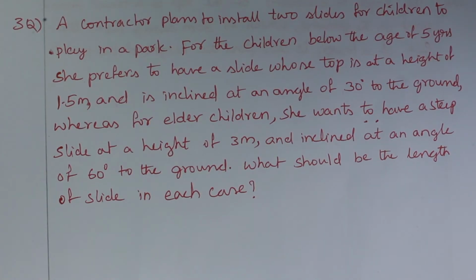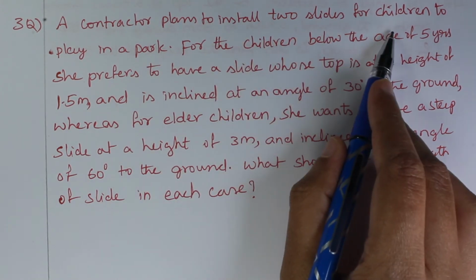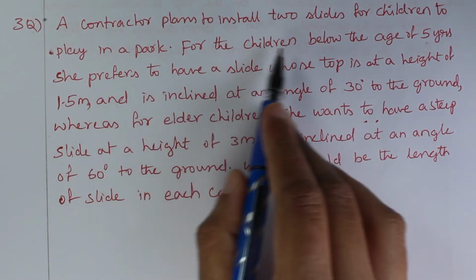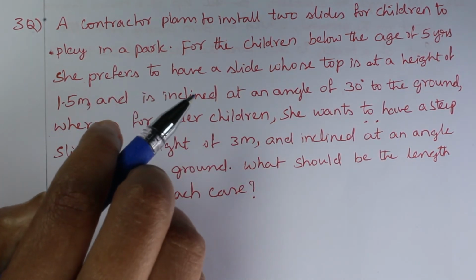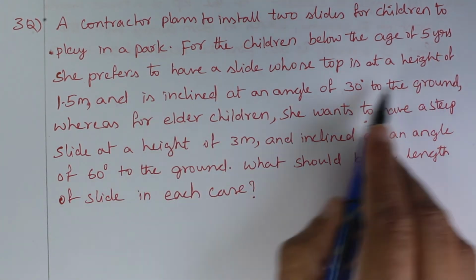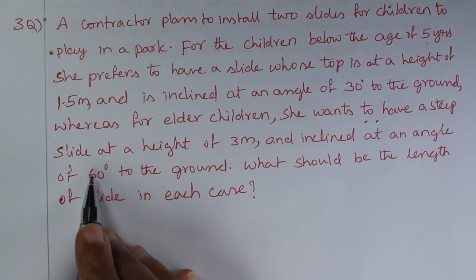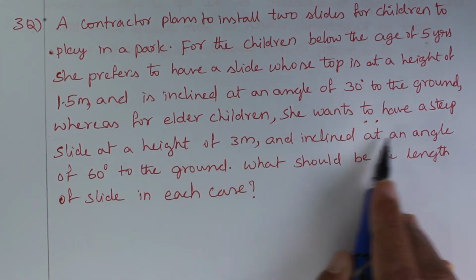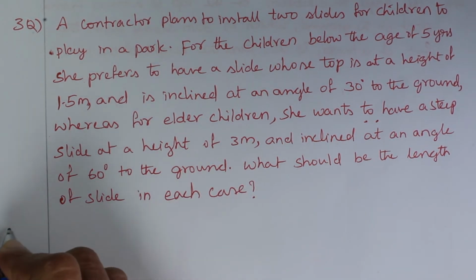Now let's move to the third question. It looks lengthy, but it is a simple question. You just have to understand it. So let's read the question. A contractor plans to install 2 slides for children to play in a park. For the children below the age of 5 years, she prefers to have a slide whose top is at a height of 1.5 meters and is inclined at an angle of 30 degrees to the ground. Whereas for elder children, she wants to have a steep slide at a height of 3 meters and inclined at an angle of 60 degrees to the ground. What should be the length of the slide in each case?